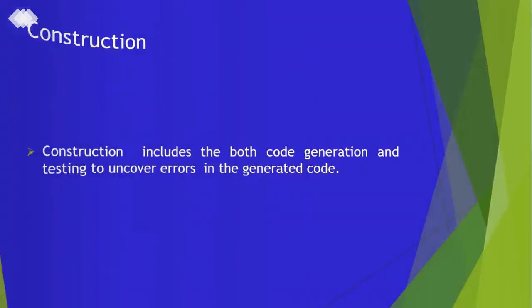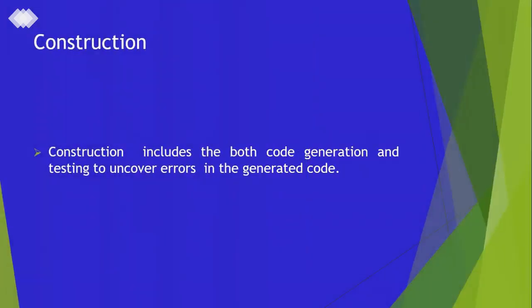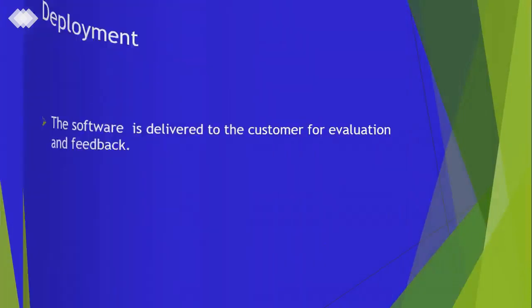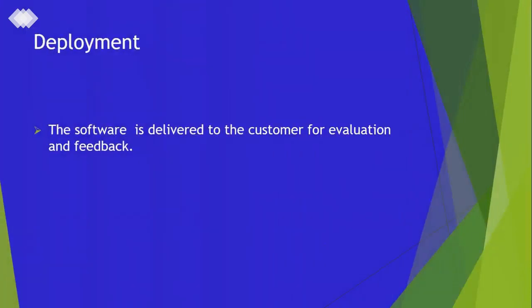Now come to the fourth activity, construction. Construction includes both code generation and testing to uncover errors in the generated code. Now come to the fifth activity, deployment. The software is delivered to the customer for evaluation and feedback.